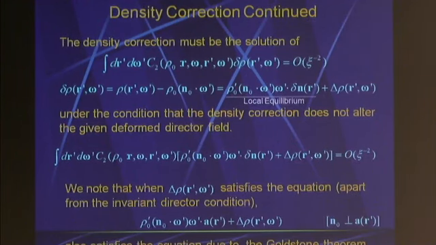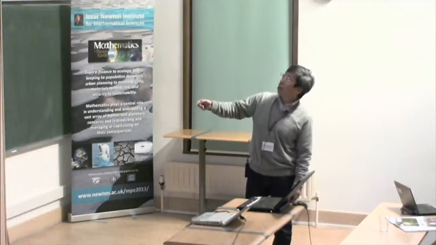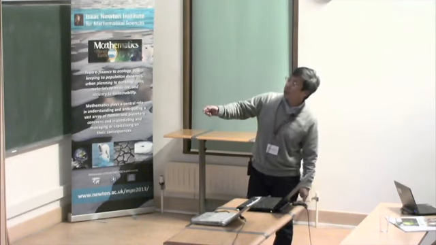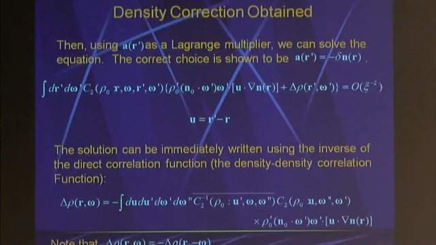And we finally get a solution. And this is what we have, and the solution is given by this equation. So this is the density function correction on top of the equilibrium distribution function. This is the inverse of the direct correlation function. This is the original direct correlation function. And this is the director gradient. And we also have omega and u.